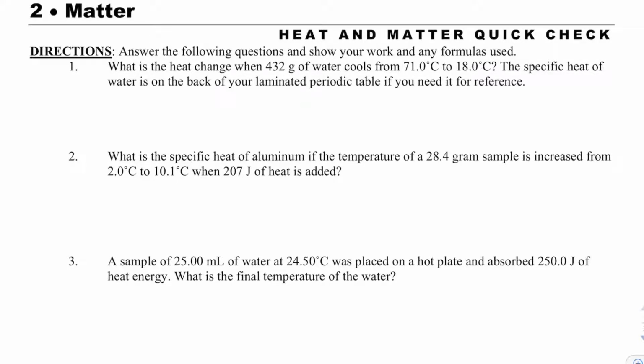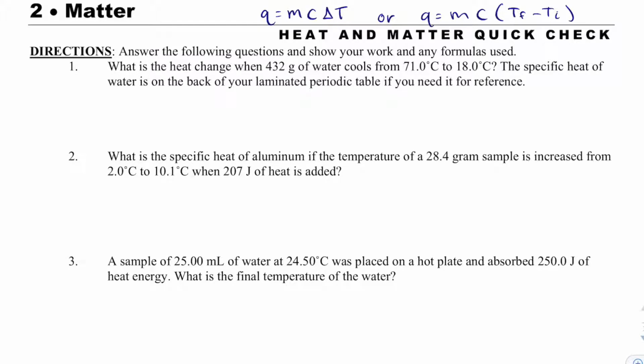In this video, I'm going to go through the first three questions of your quick check over heat and matter. These first three questions involve the formula Q equals mc delta T. So feel free to flip to the specific question that you have questions on. As a reminder, Q equals mc delta T could also be called Q equals mc (T final minus T initial). Those are the same thing.